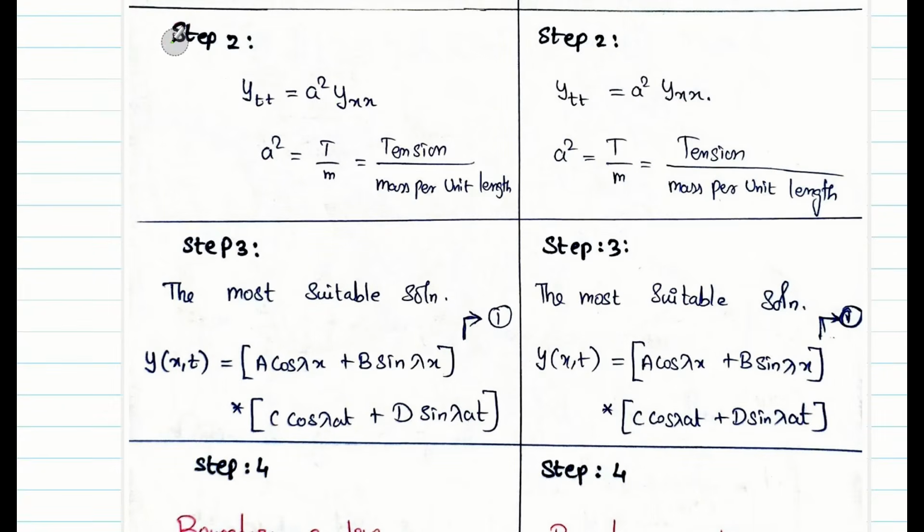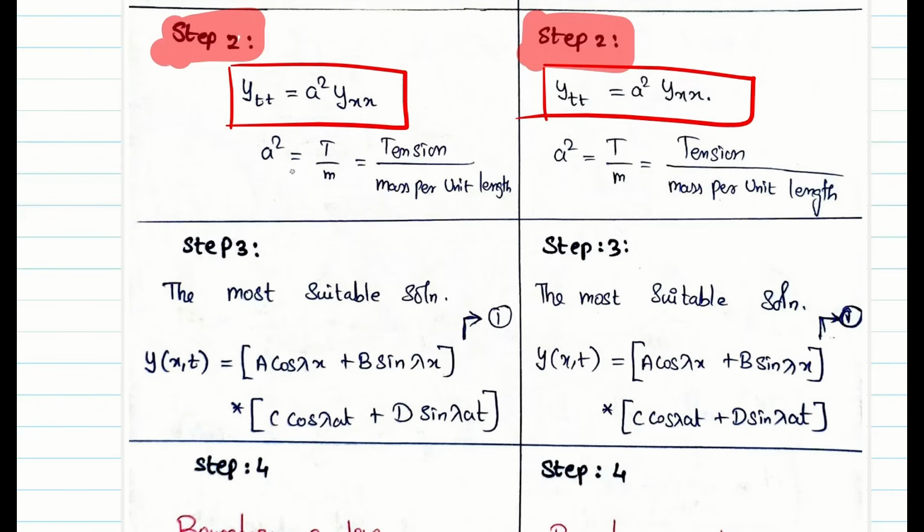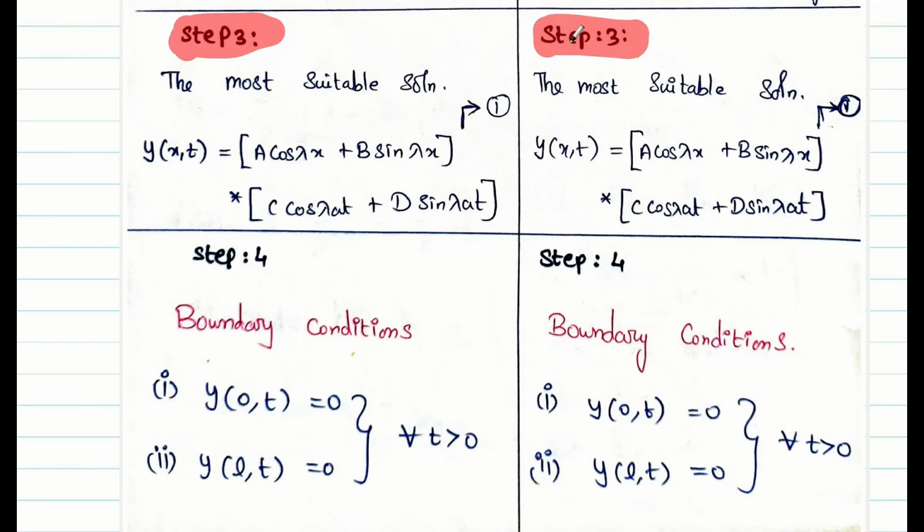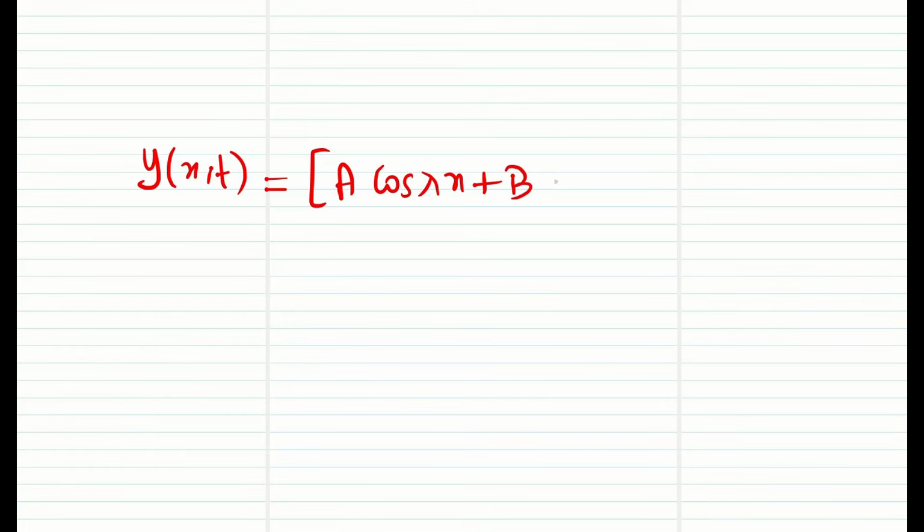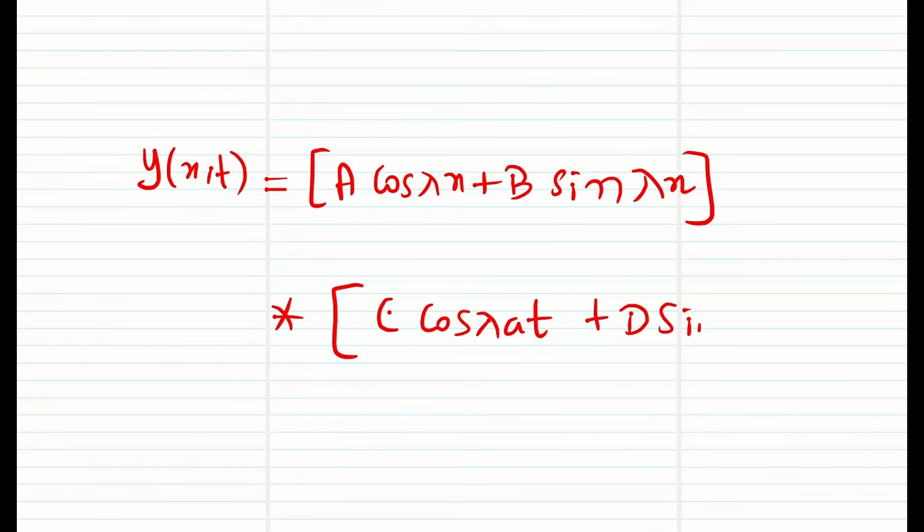Step 2 is also common for both zero and non-zero initial velocity problems, because we write the formula for the 1D wave equation and explain what A square is. Next, step 3 is also common for both solutions. We write the most suitable solution, that is y of x comma t is equal to (a cos lambda x plus b sin lambda x) into (c cos lambda a t plus d sin lambda a t), and we take this as equation 1. This is common for both types of problems.